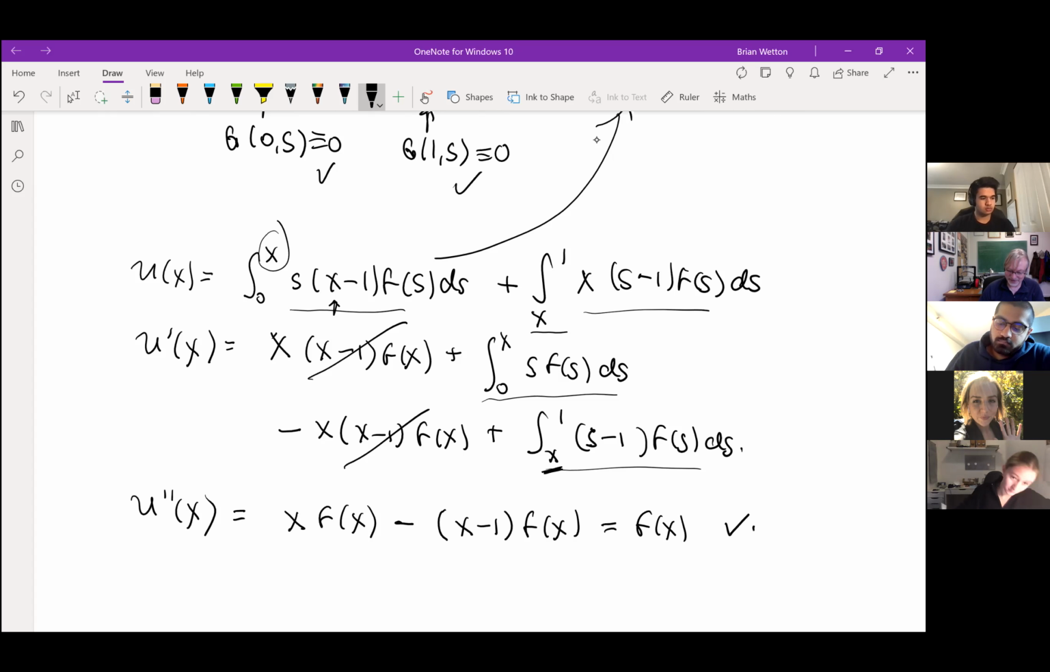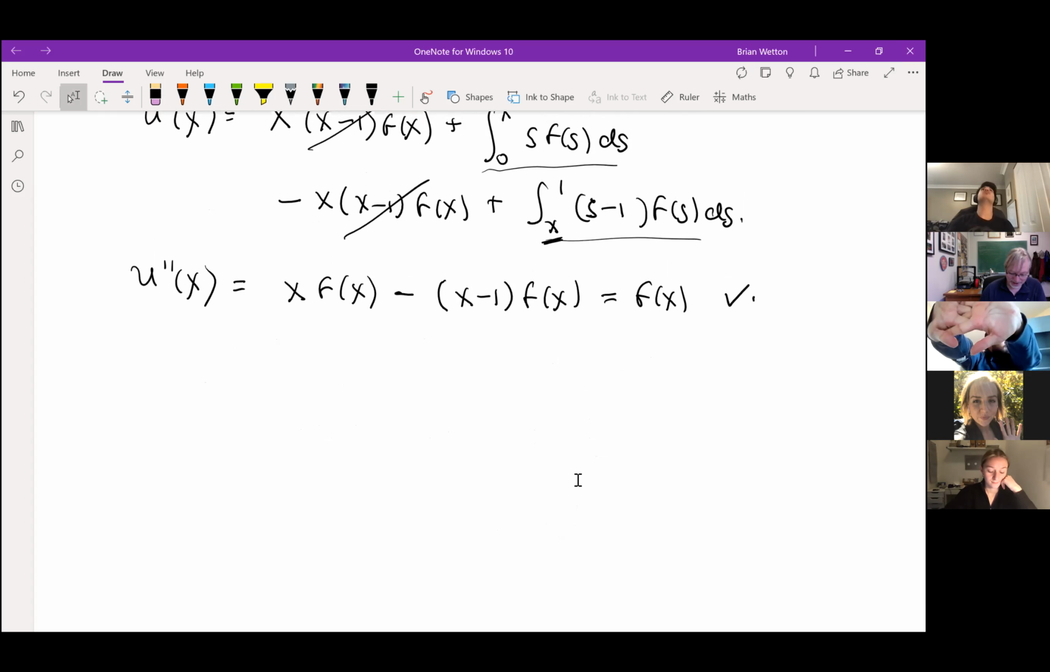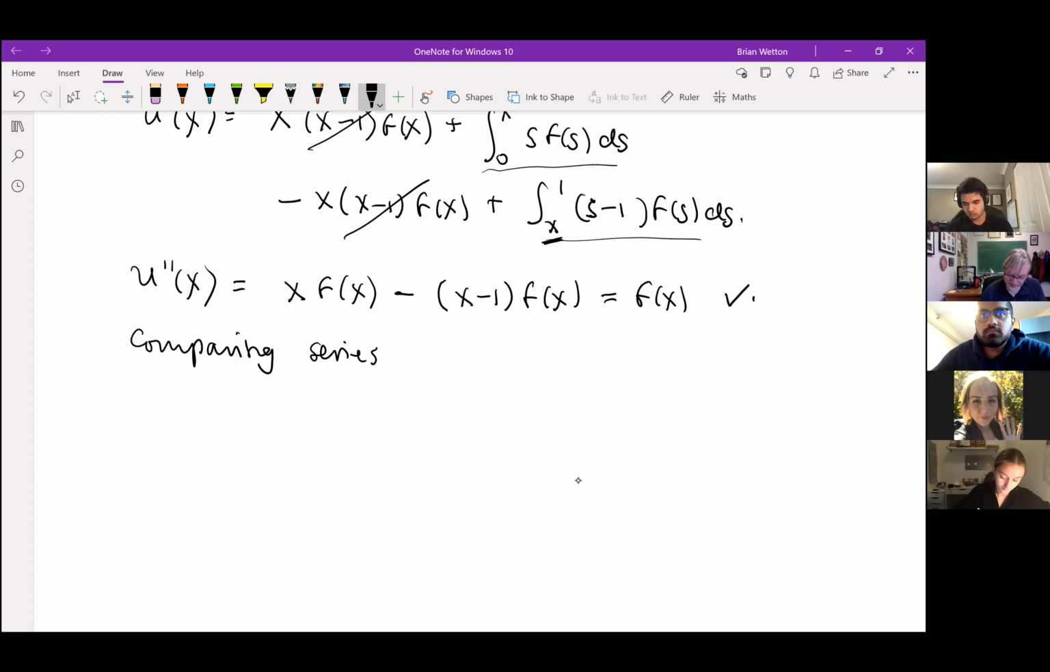Okay, so by my watch, I have 3 minutes. By the clock, I have 1 minute. I'm gonna keep going a little bit because I want to end by comparing what comes out from the series solutions and the Green's function solution.